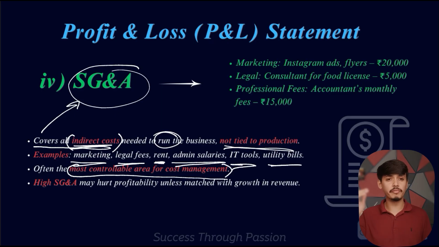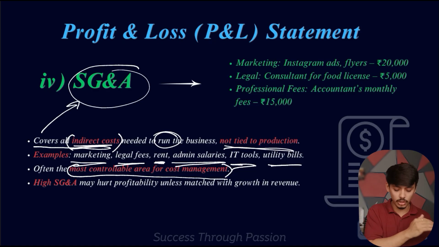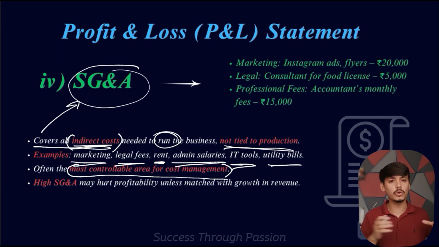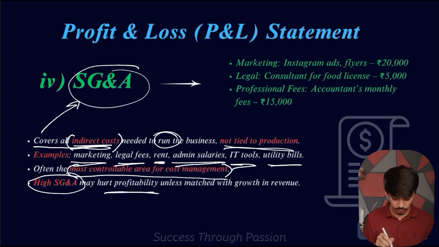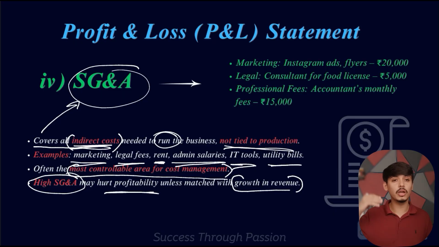So to get the company back to profitability, the area that you try to control is SG&A. So here you could reduce the marketing expense, you could try moving your office to a lower rental area, or you could try to use limited IT tools rather than using a lot of databases or software. So that way you control your expenses on the business and try to get the business to profitability. High SG&A may hurt profitability unless matched with growth in revenue. So as we discussed, if you are incurring a lot of cost related to SG&A, your business might get into losses, and to match that you will then have to earn high amounts of revenue so that all your SG&A expenses are getting covered.